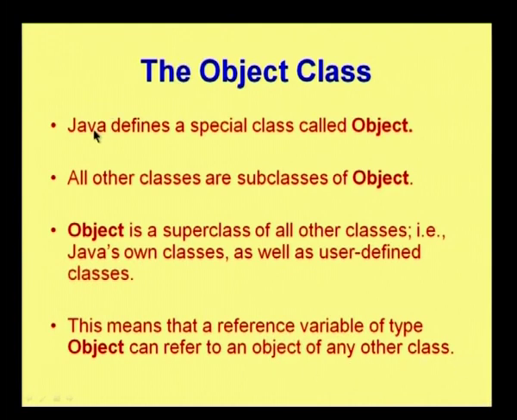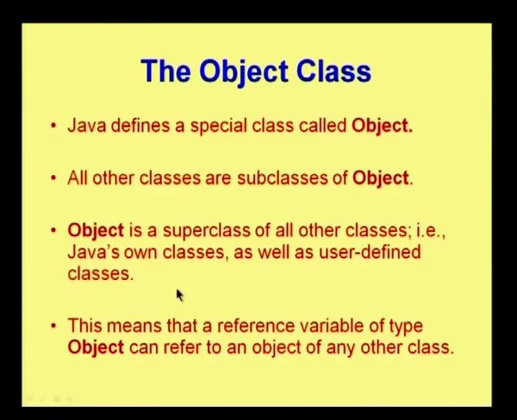So first, Java defined a special class called Object. There is a class called Object which is available in the Java API. All other classes, whatever classes you create, it may be an employee class, a vehicle class, or a person class, whatever the class, you create objects for that class. All these classes are subclasses of the type Object. So it is also termed the cosmic class.